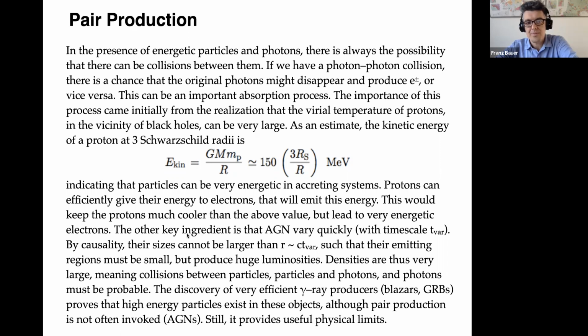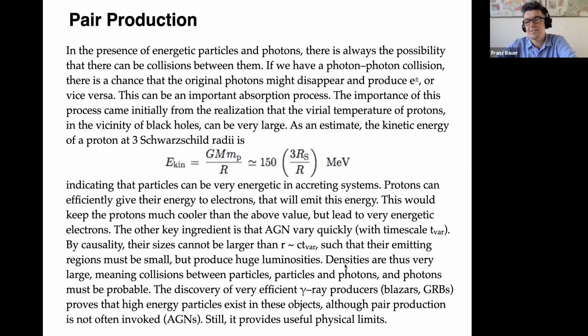The other interesting ingredient here is that AGN vary quite rapidly. And by causality arguments, a coherent variation from them should vary on sizes which cannot be larger than the light crossing time. And so these things will vary, and that region must be very small. And the amount of luminosity that they vary by is quite large. And so there are interesting effects there.